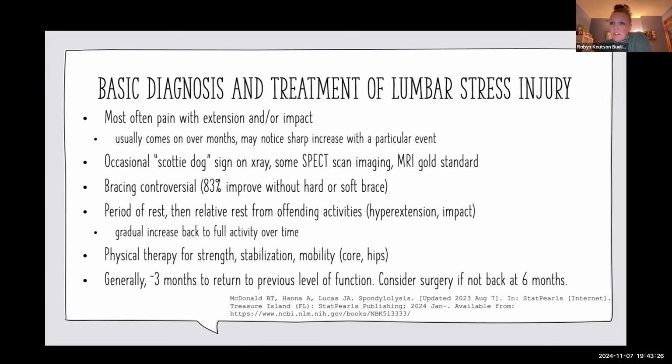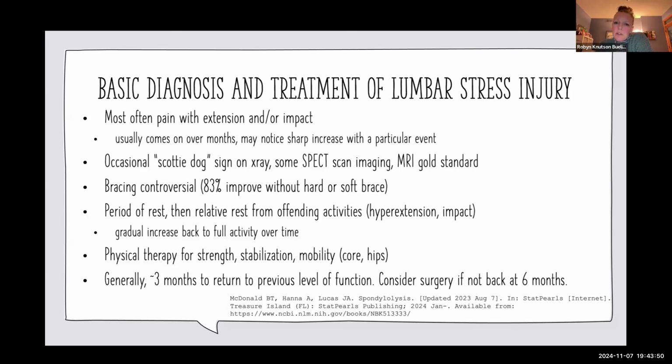Traditionally, we're taught that there's a Scotty dog sign or an obvious line or mark on the x-ray. I find that we see this in about half, maybe at the most, on x-ray. You can get a CT scan, but MRI is really the gold standard of imaging for this. And so we do mostly MRIs at this point.